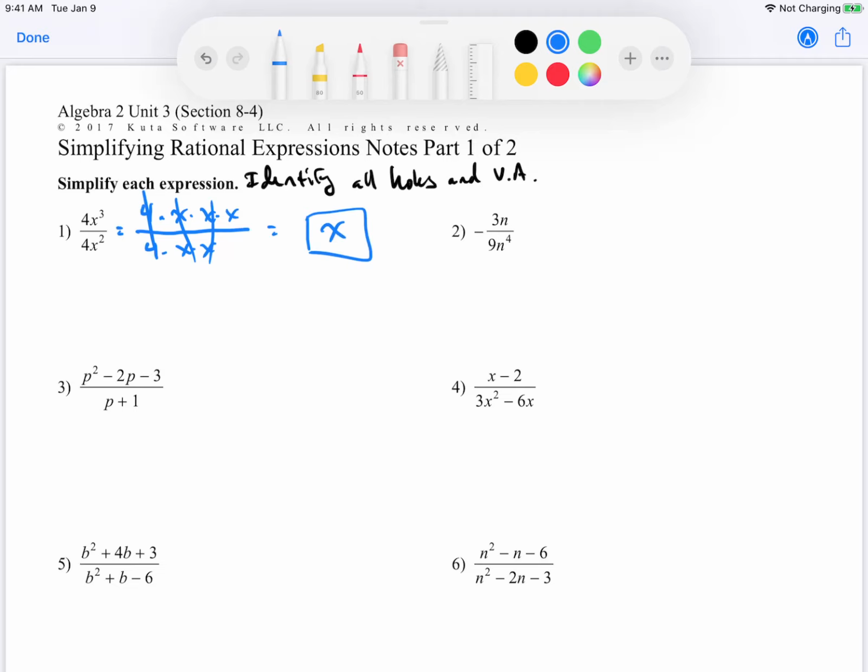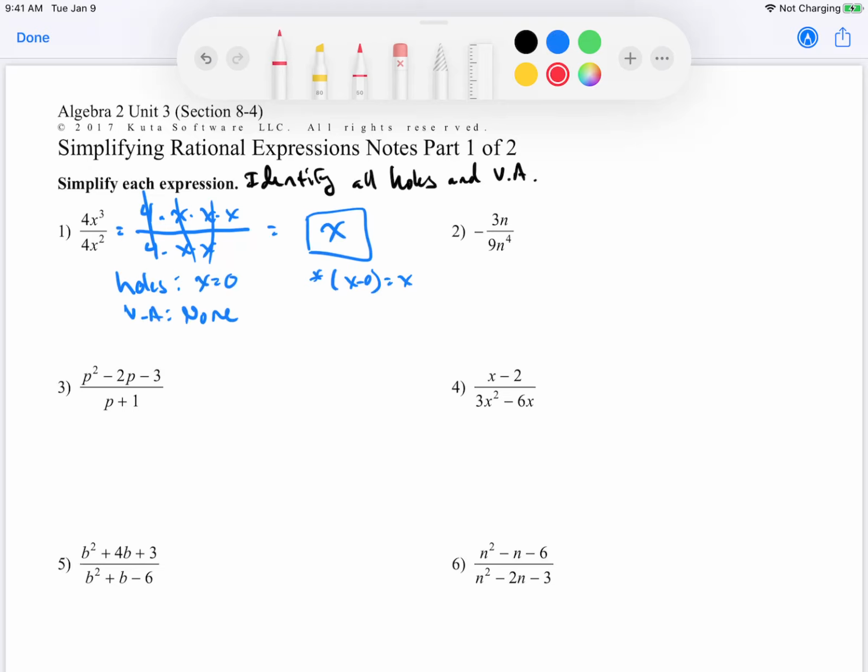And that's simplified. Now we want to identify, are there any holes, and are there any vertical asymptotes? Because there was nothing left in the denominator that we couldn't factor out, we know that there are no vertical asymptotes. But we could factor out just x. What does that mean if I can just factor out an x? Remember, I'm going to put a little note here, that x minus 0 is the same thing as x. So if that's the case, what I'm actually factoring out is x minus 0, and we actually do have a hole at x equals 0.